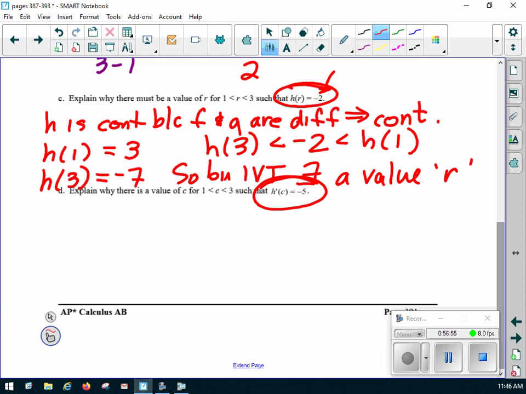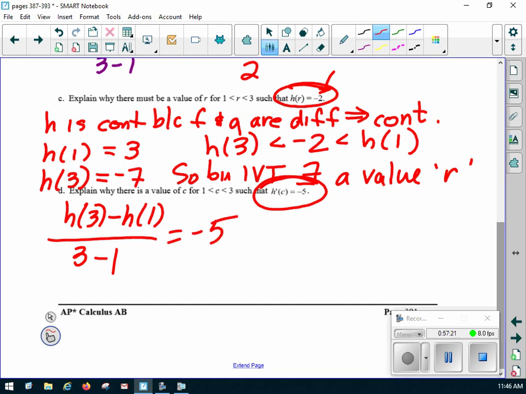When you get to this point and you say, well, that means it's got to be mean value theorem, but I don't understand, let me show you something. What is h of 3 minus h of 1 over 3 minus 1? That's average rate of change. And h prime of C is instantaneous rate of change, right? Average rate equals instantaneous rate.